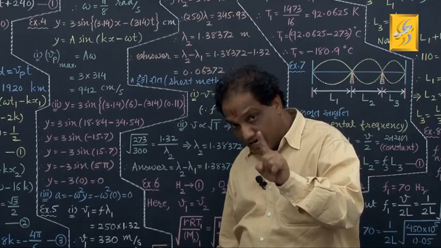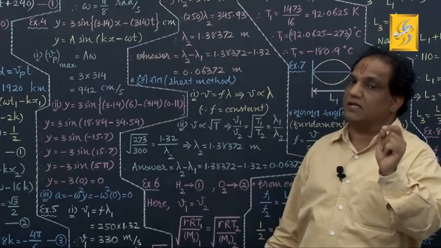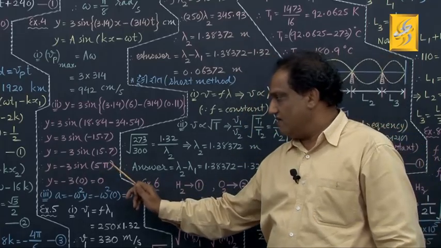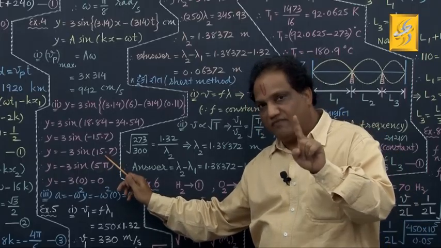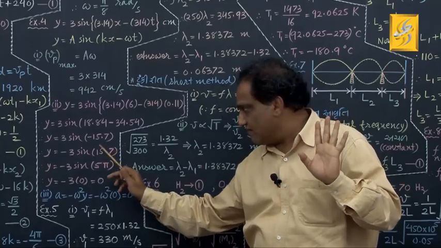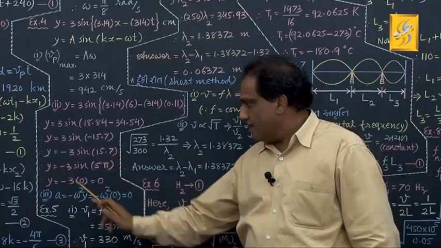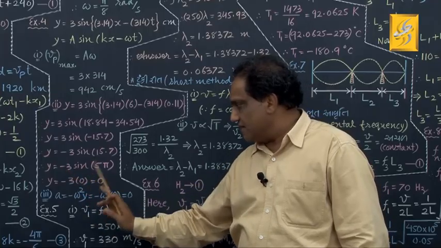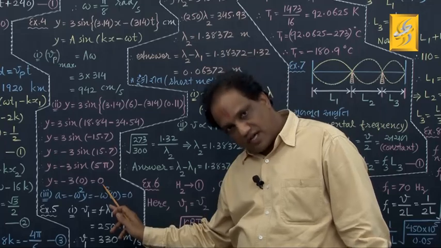15.7, that value is in radian, mind well. 15.7 radian, that angle is nothing but 5 pi. If you place the value of pi, 3.14, into 5, it will be exactly 15.7, correct? So this 15.7 can be replaced by 5 pi, that many radian. Now minus 3 as it is, sine of 5 pi is 0. So 0 into this will be 0, correct?